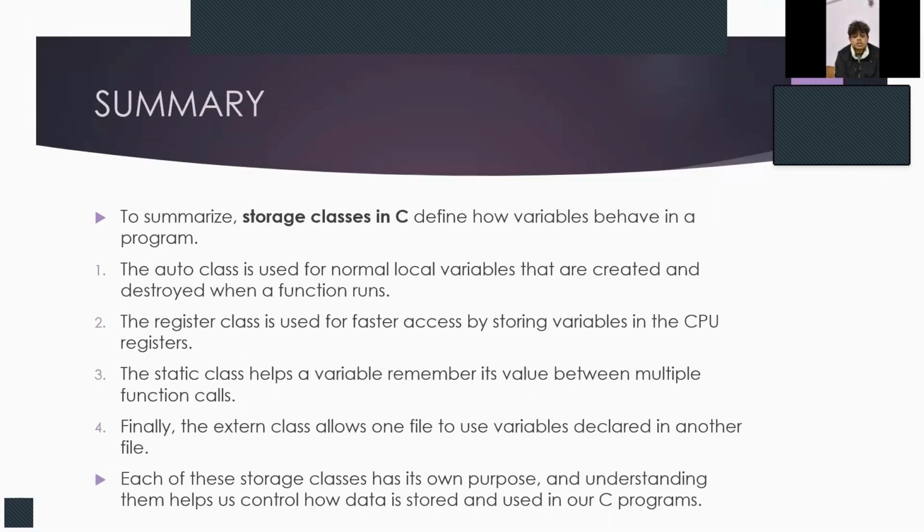Summary. To summarize, storage classes in C define how variables behave in a program. The auto class is used for local, normal variables that are created and destroyed when a function runs. The register class is used for faster access by storing variables in the CPU registers directly. The static class helps a variable remember its value between multiple function calls. Finally, the external class allows one file to use variables declared in another file. Each of these storage classes has its own purpose, and understanding them helps us control how data is stored and used in our C programs.